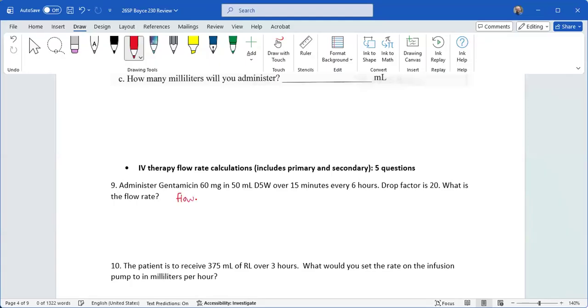You need flow rate, which is typically in milliliters per hour, but it could be in milliliters per minute. And you need the drop factor, and the drop factor is going to be drops per milliliter. Those two pieces of information give you your drop rate, which is drops per minute.